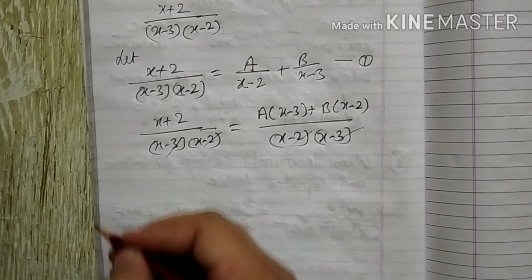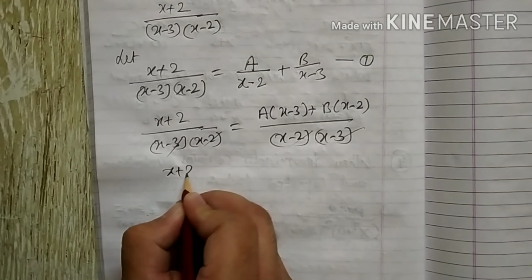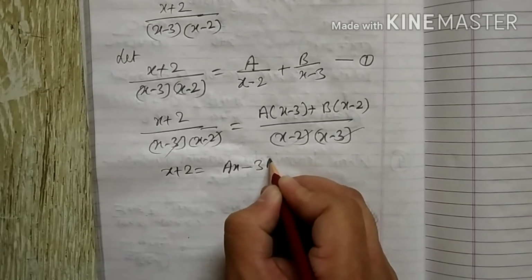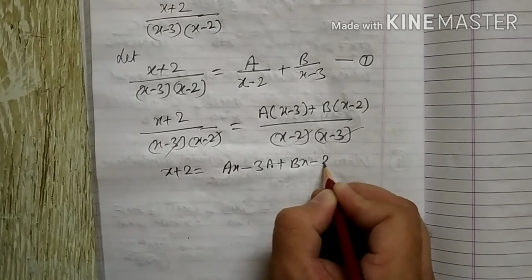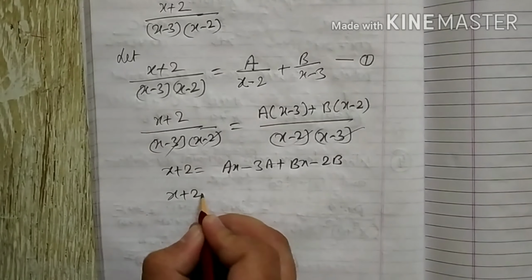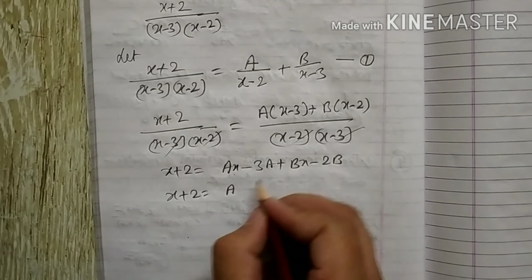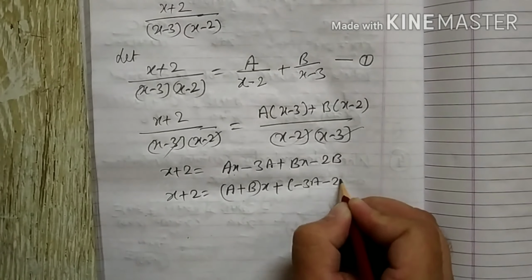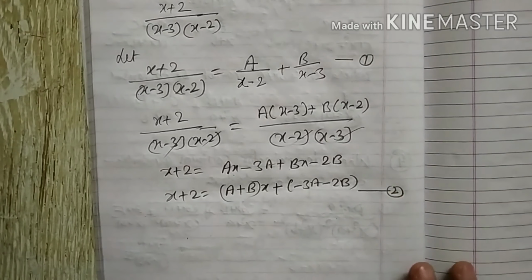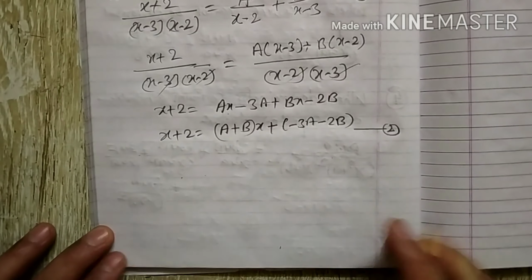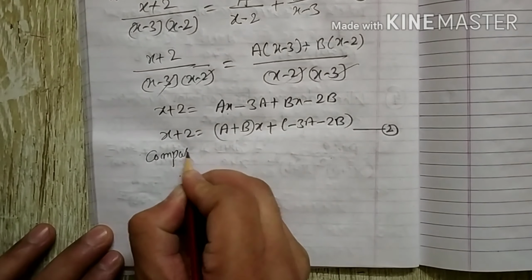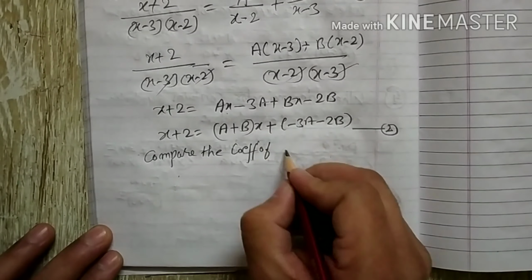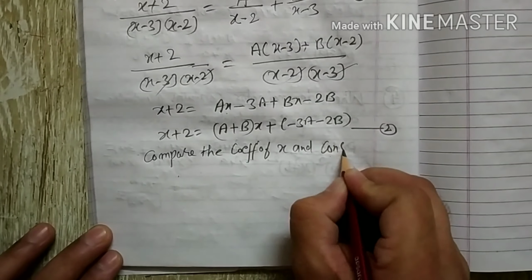We can cancel this with this, and we find x plus 2 equals ax minus 3a plus bx minus 2b. I can keep both the terms containing x together, and write 3a minus 2b. Now it's time to compare the coefficients of x and the constant term.